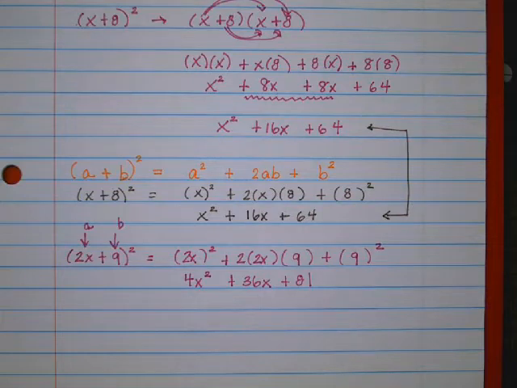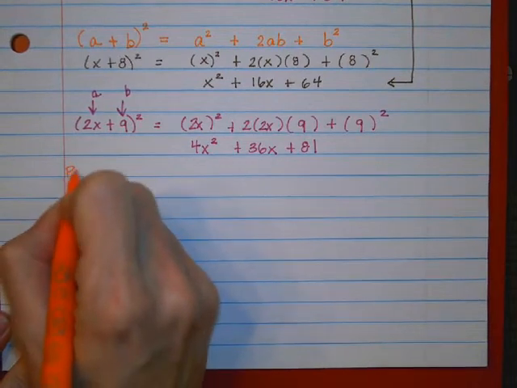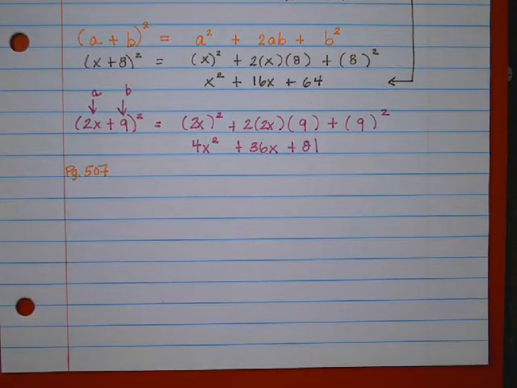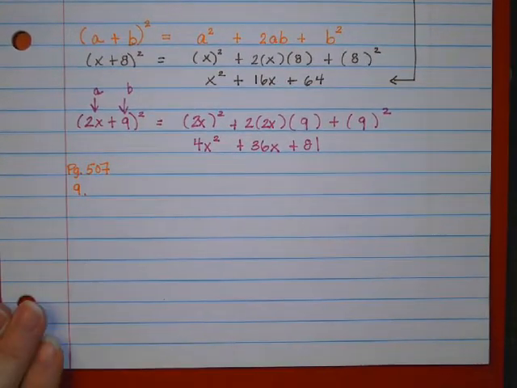Alright? So if you're in your textbooks, we're going to go ahead and switch and do a couple in our book together. So we're going to go ahead and go to page 507. We're going to do number 9 and number 12. So we'll do number 9 first, and then we'll do number 12 second.